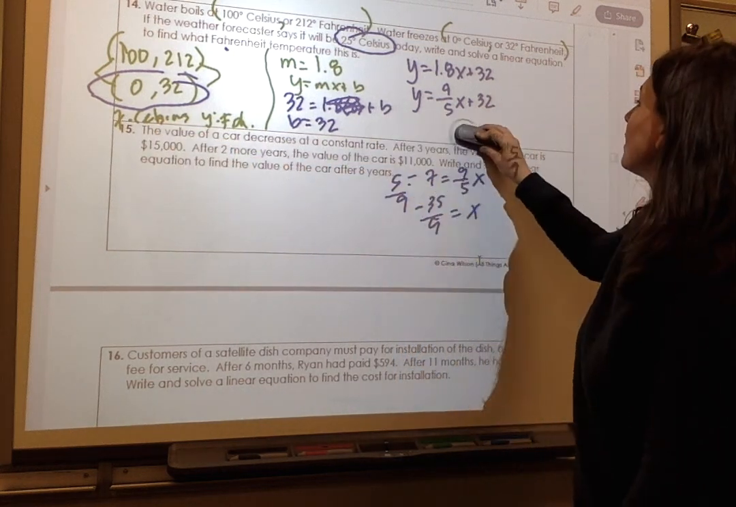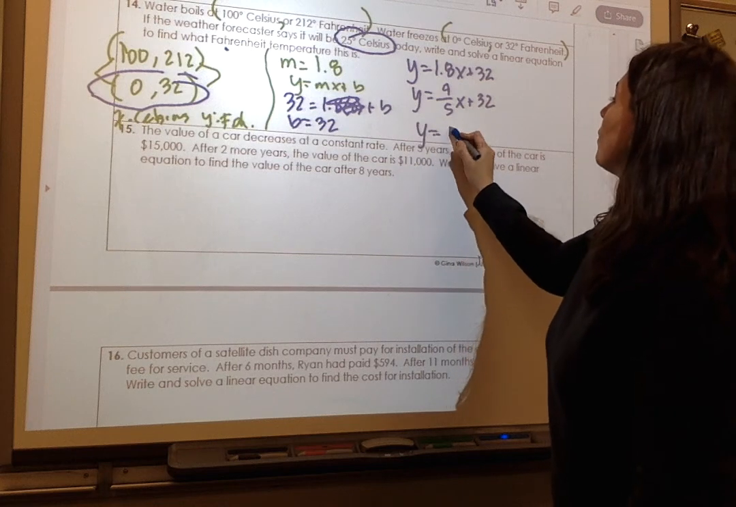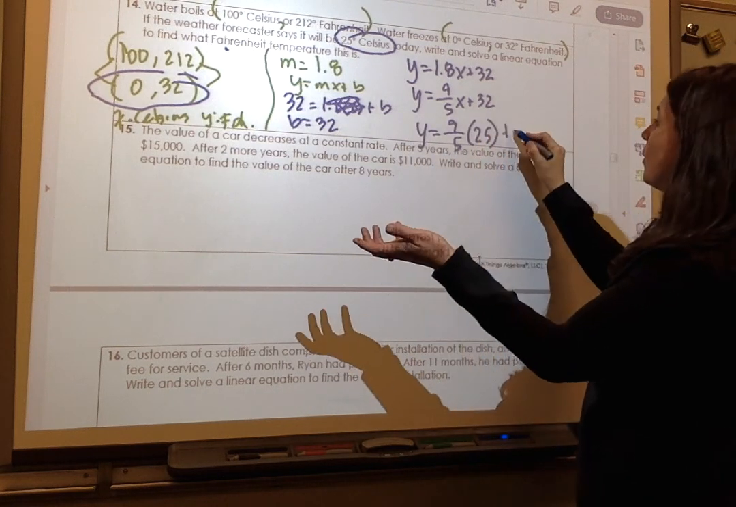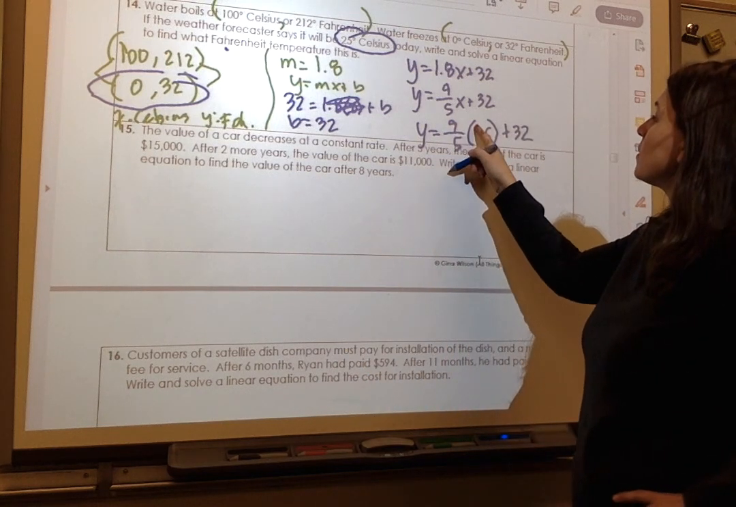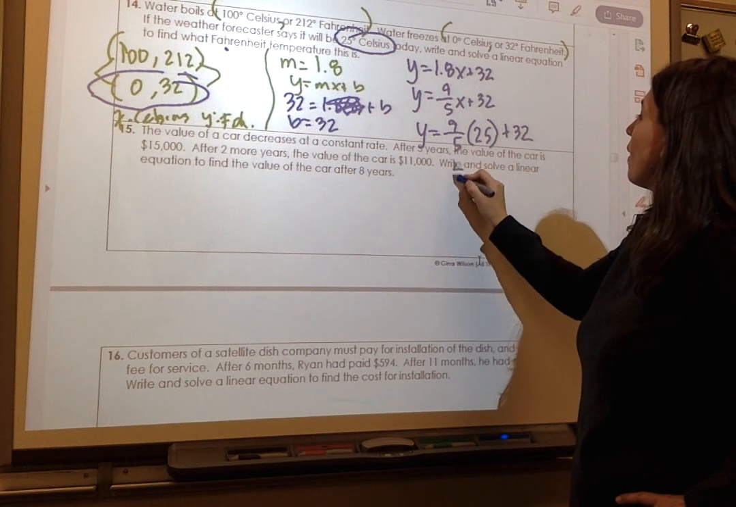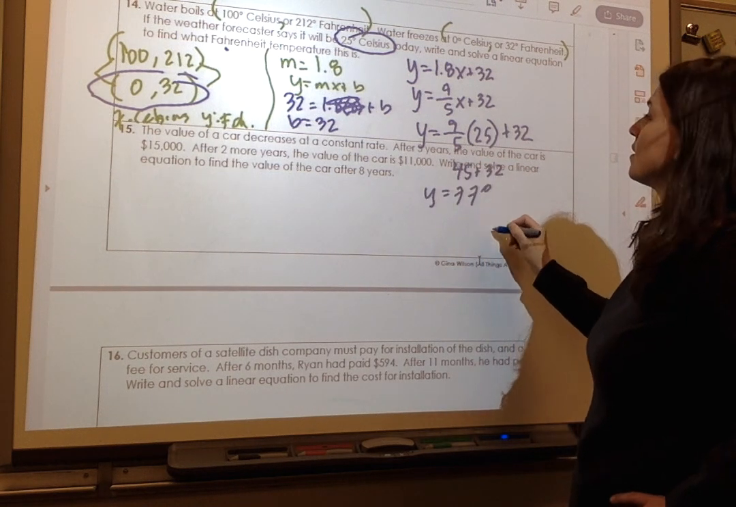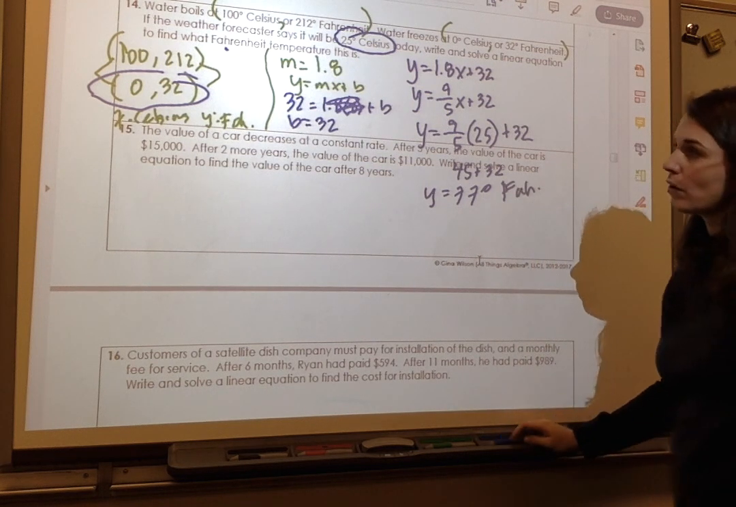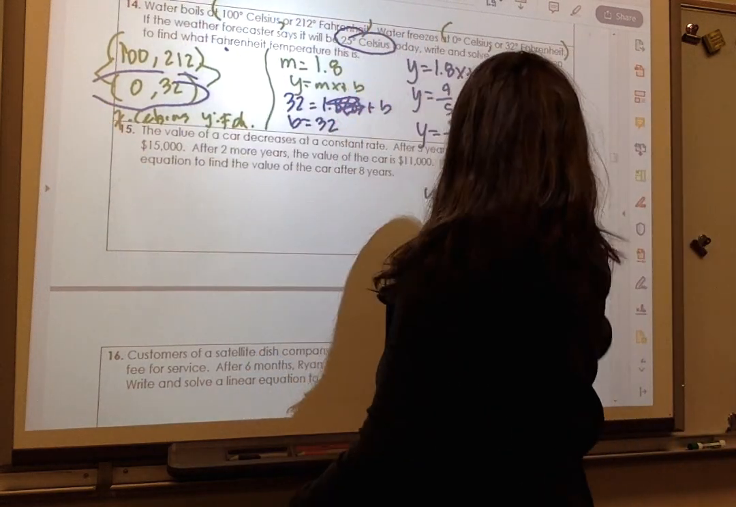25 is Celsius. I did that wrong. Sorry, guys. So y equals 9/5 times 25 degrees Celsius. See, that's why we label it, so we don't get confused. So now that's 9 times 5 is 45. 45 plus 32 is y equals 77 degrees Fahrenheit is what it would be. Sorry for the confusion on that one. Okay? All right. That's number 14.